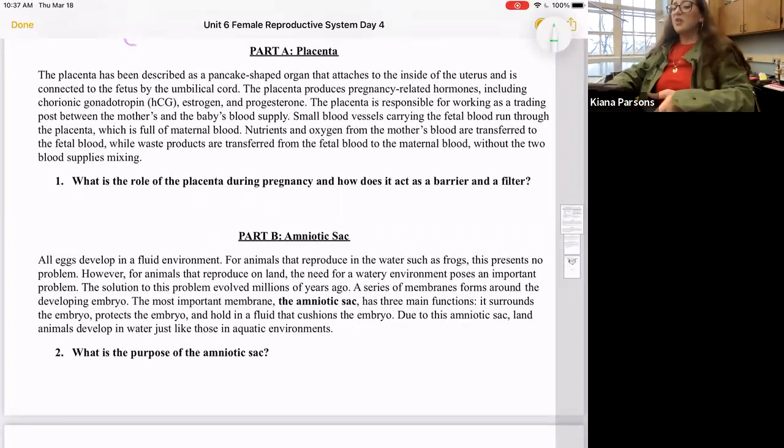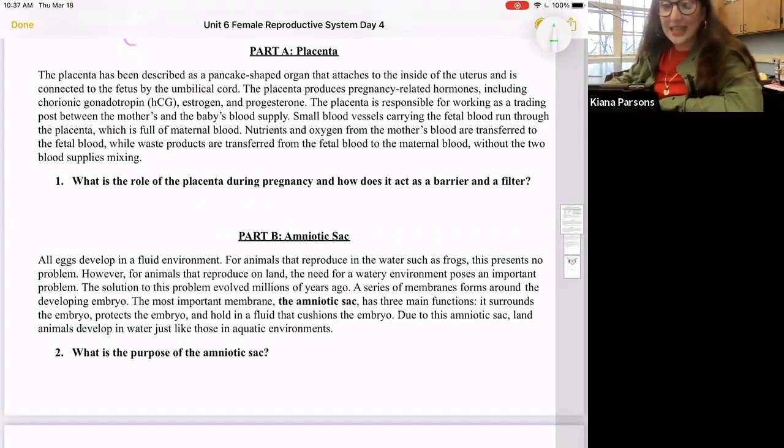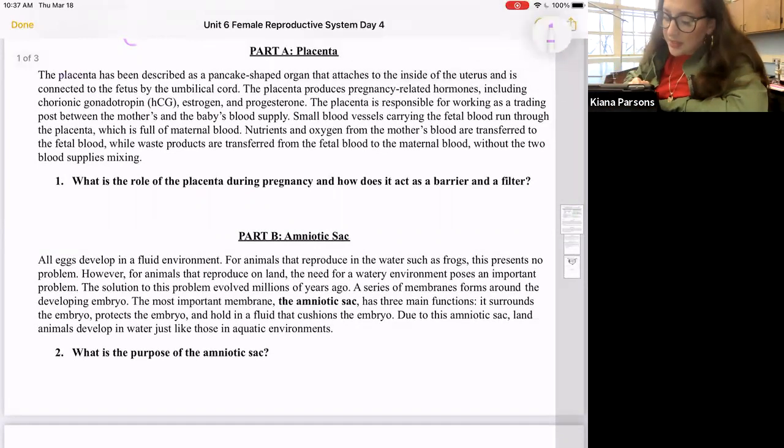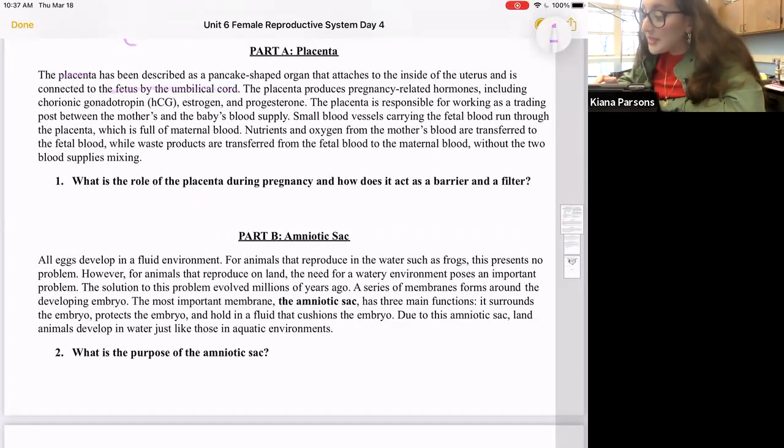The placenta has been described as a pancake-shaped organ that attaches to the inside of the uterus and is connected to the fetus by the umbilical cord. So these are some new terms. So the placenta is connected to the fetus by the umbilical cord. It forms inside of the uterus during pregnancy. The placenta produces pregnancy-related hormones, including chorionic gonadotropin, estrogen, and progesterone.